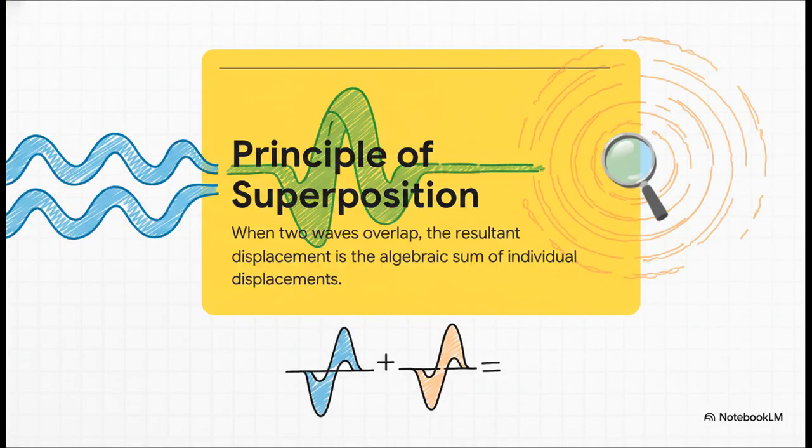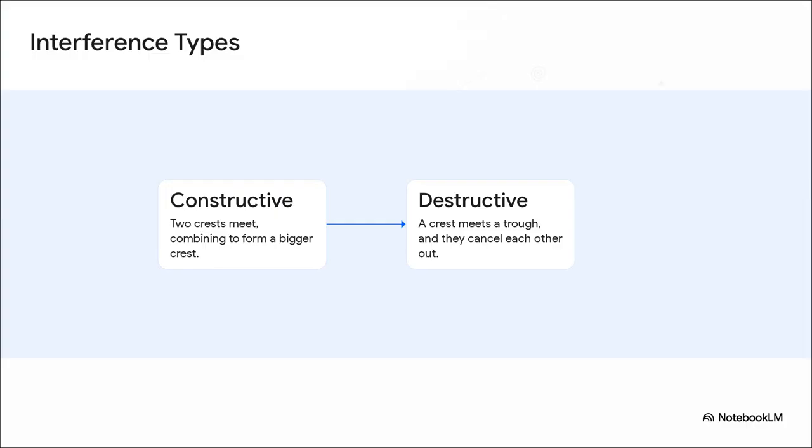The answer is actually way simpler than you might think. They just add together. That's it. It's called the principle of superposition. You literally just take the height of the first wave, add it to the height of the second wave, and that's your new wave. It's a really simple rule, but it leads to some pretty wild results. This simple addition gives us two main possibilities. First, you have constructive interference.